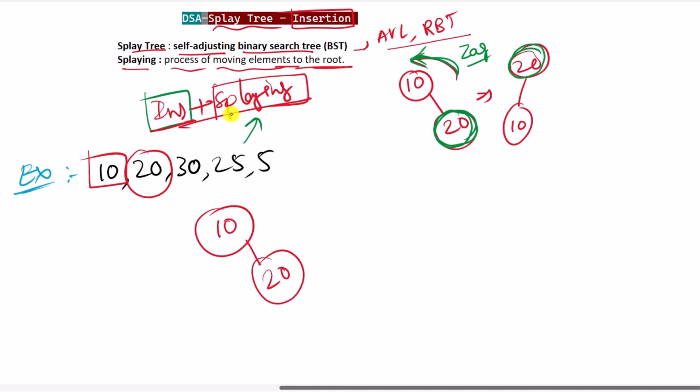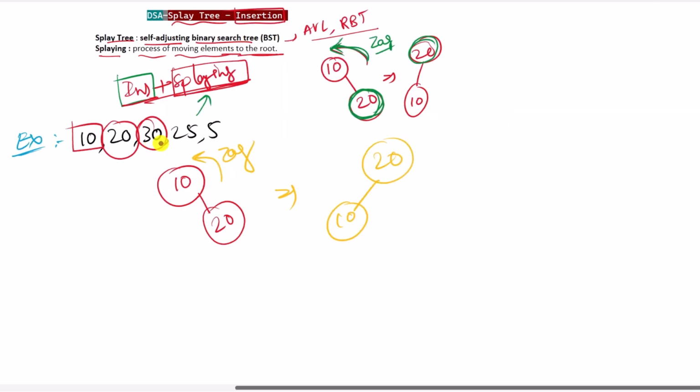Now after that we have to perform the splaying. That means here we have to perform the rotation so that this 20 becomes the root node. So here in this case we have to perform the zag rotation. 20 will be the root node and then 10 will be the left child. And next we have 30. So 30 is greater than 20, so that will be inserted right here.